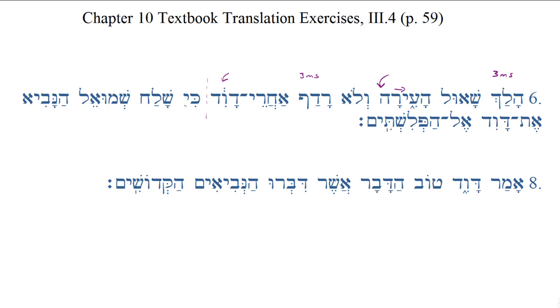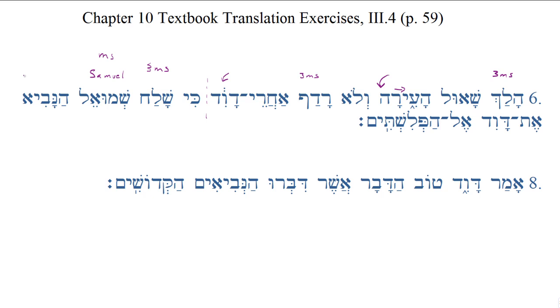Continuing on, ki shalach Shemuel hanavi. So for, or because, that's ki. Shalach is a common verb. It means to send. And we have Shemuel, that's Samuel. And that masculine singular matches our third masculine singular verb. Samuel sent. And then we have hanavi. And we have to figure out what's going on here. Hanavi is also a noun. And so we have a noun in Samuel followed by a noun.